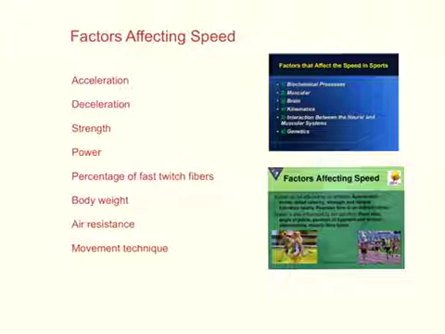But there are some things out of our control. Genetics plays a big factor. Again, I mentioned before, the percentage of fast twitch fibers that allows us to create more energy quickly for speed. Our body structure and our body weight. Obviously, if you have more weight, it's tough to generate a lot more speed. And then also, depending where we are, we might have external factors like air resistance.